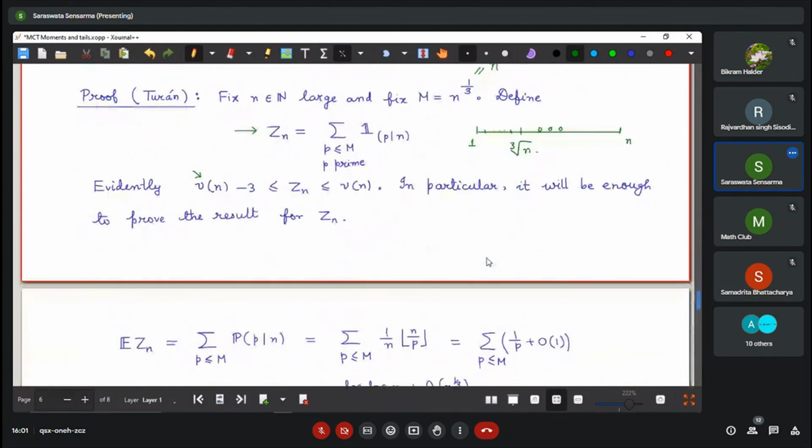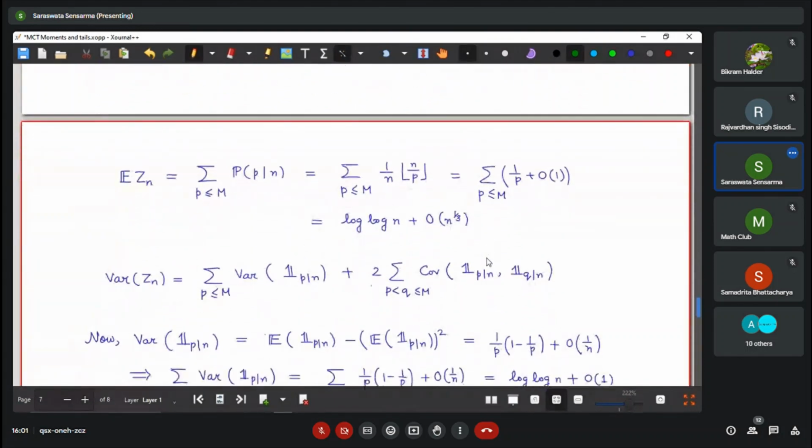Okay. So, well, let's give it a shot. What is the expectation of Zn? The expectation of Zn is simply the sum of probabilities that p divides n. Now, what is our randomization? Our randomization, we have just taken Xn to be uniform over 1 to n. Oh, there's actually a mistake here. It should be p divides Xn. Yeah.